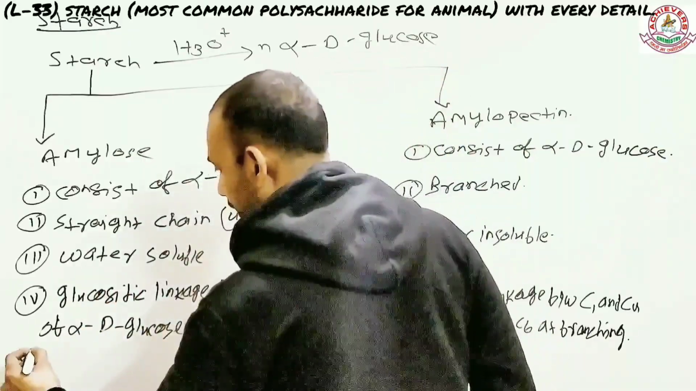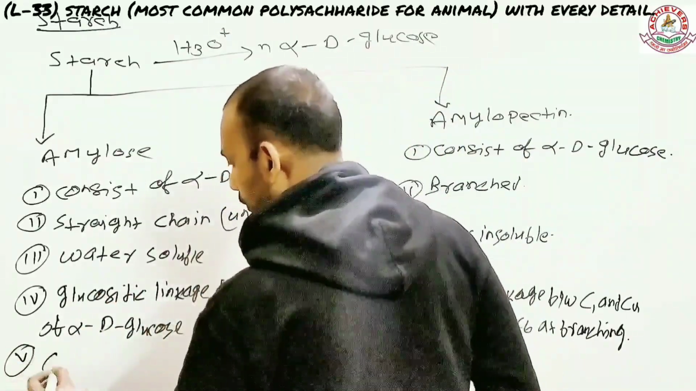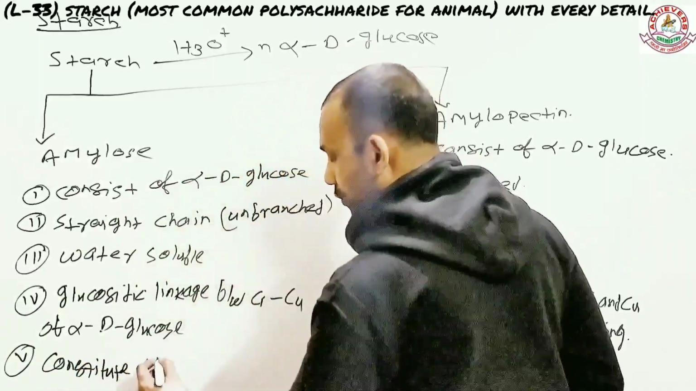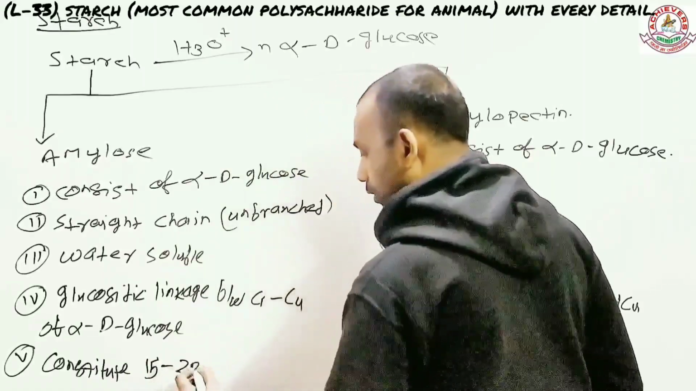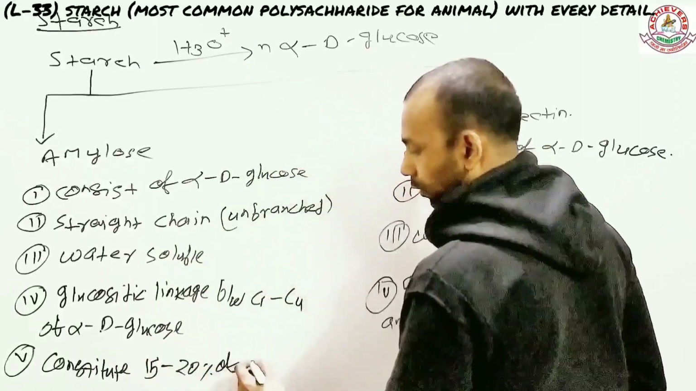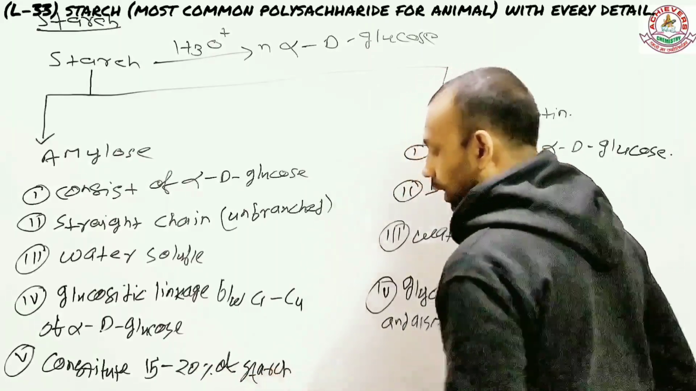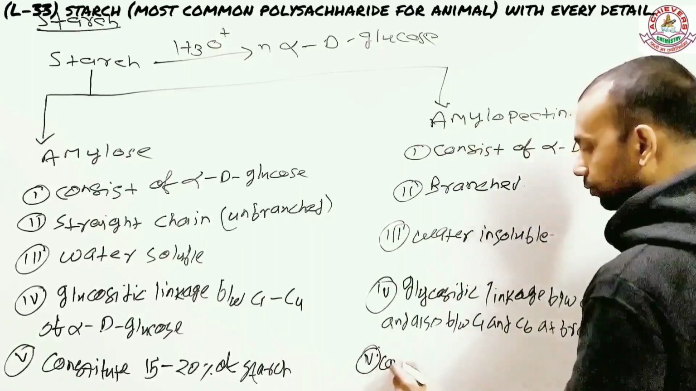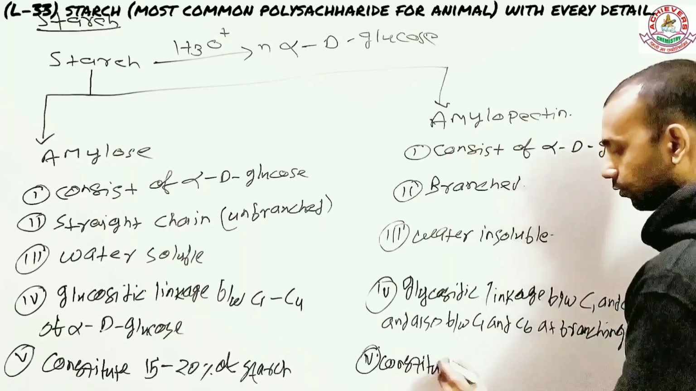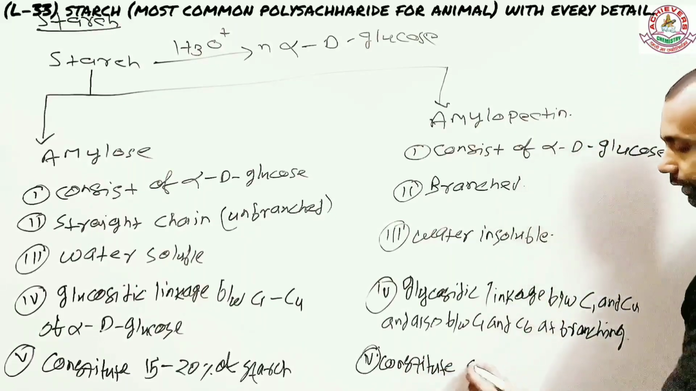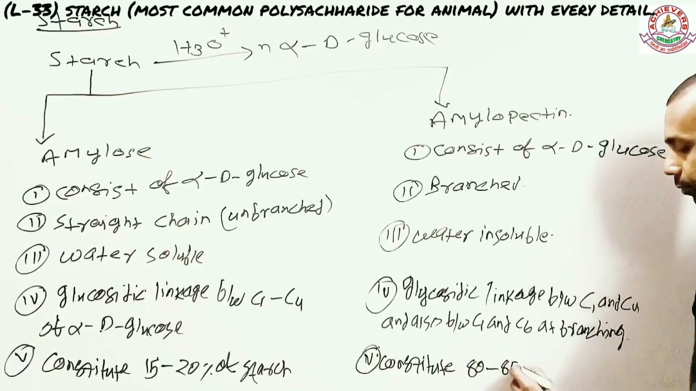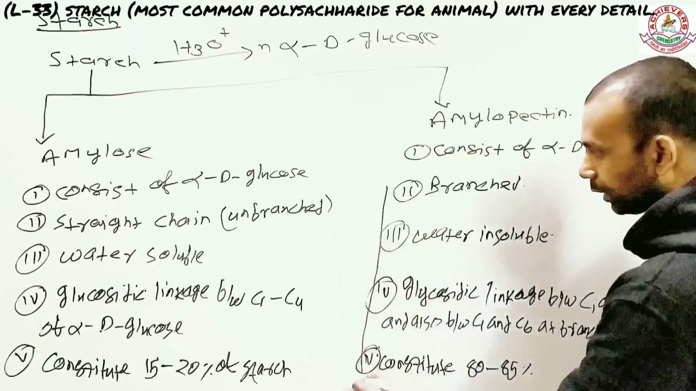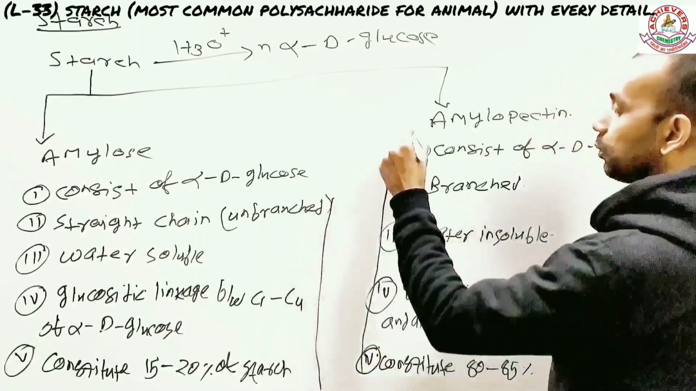One more differentiating part is that amylose constitutes 15 to 20% of starch. However, amylopectin constitutes, like you probably know, 80 to 85% of the starch. So these are, let me tell you, differentiating points, but this one is a similarity.